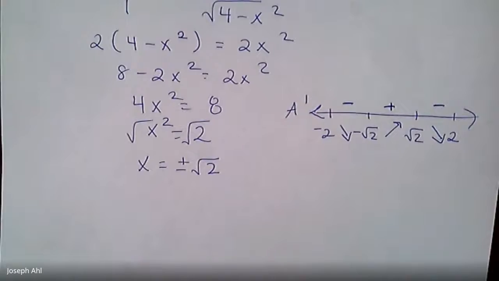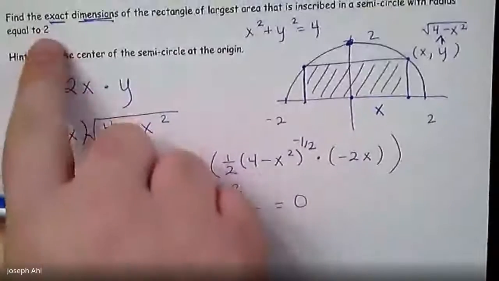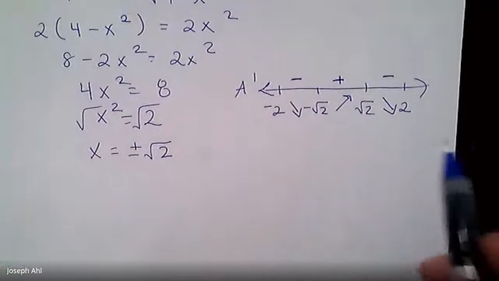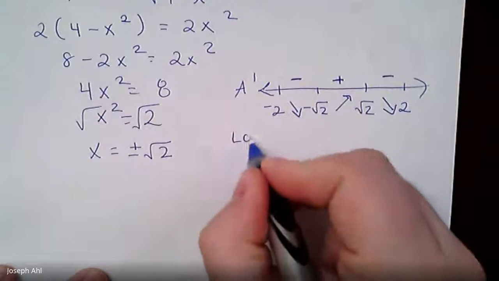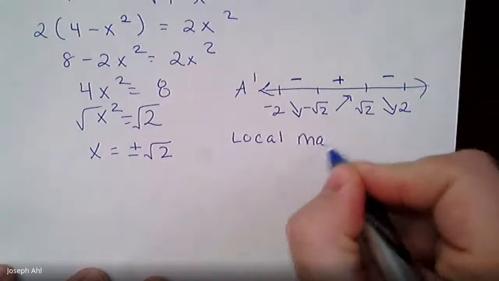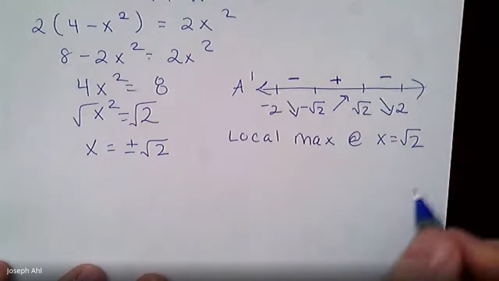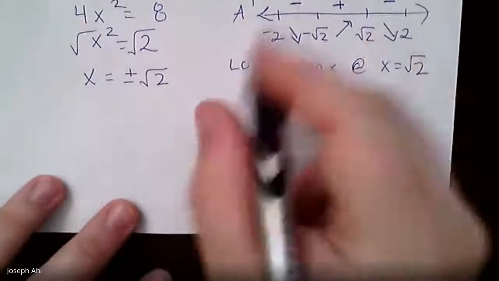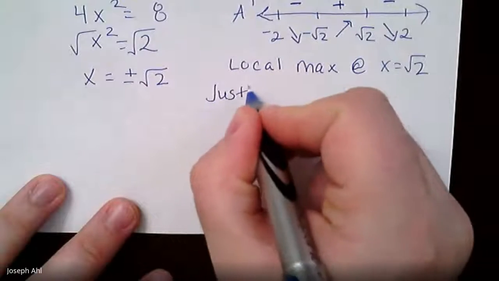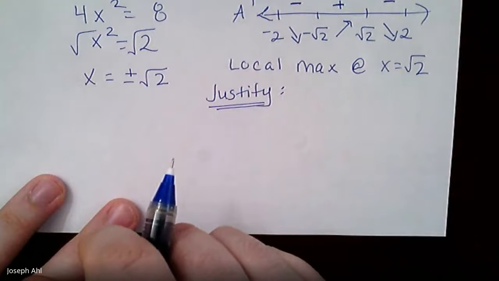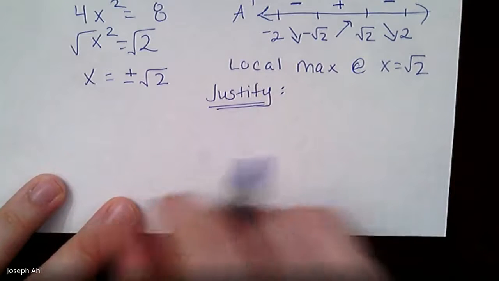And what we're looking for, as we remind ourselves here, find the exact dimensions of the rectangle of the largest area. So we're looking for a max, and it appears that if we're going from increasing to decreasing, that we have a local max at x equals radical 2. And you know what? I haven't done a great job doing this in the videos, just to kind of save myself some time, but you know what? I'll do a justification. Why not? I feel like I should. It's been a while. All right, so what do we have?